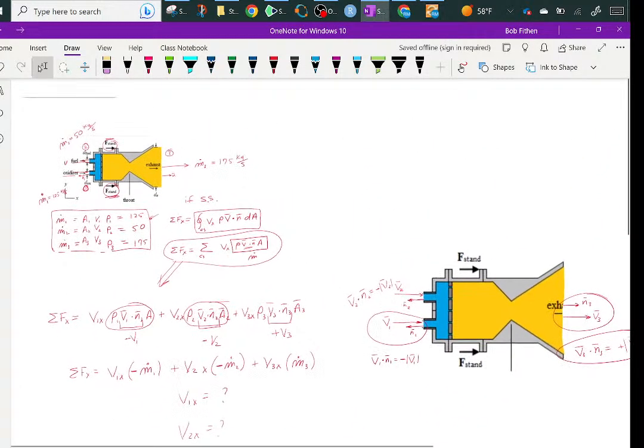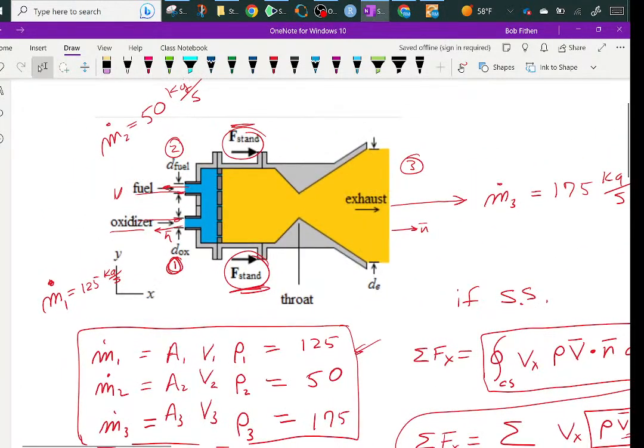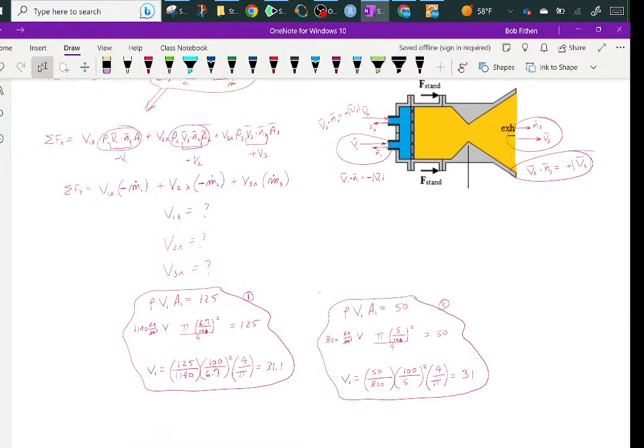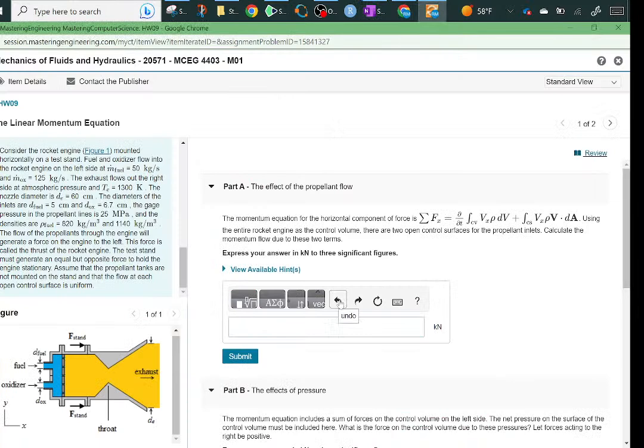What's the propellant? Is the propellant 1? Propellant would be 2, I think. So if we got 2, what he's interested in is that term. So he's interested in 31 times 50, or 1500. Now, I don't think there's anything in there with a sign. I'm just going to start entering 1500.